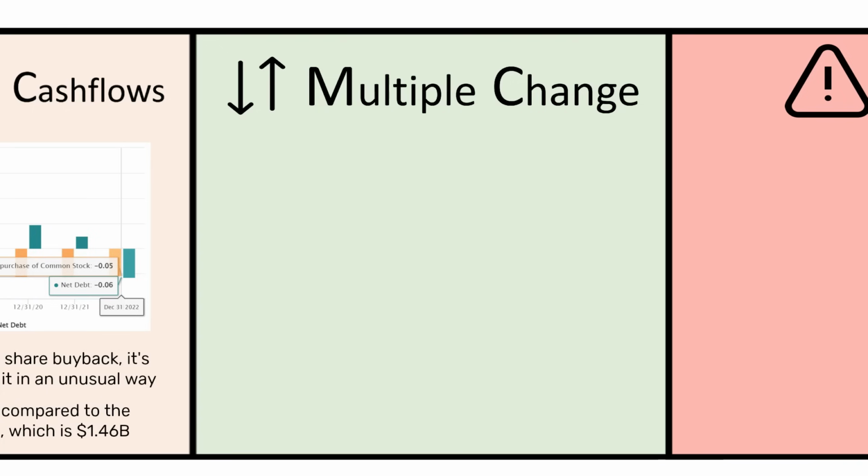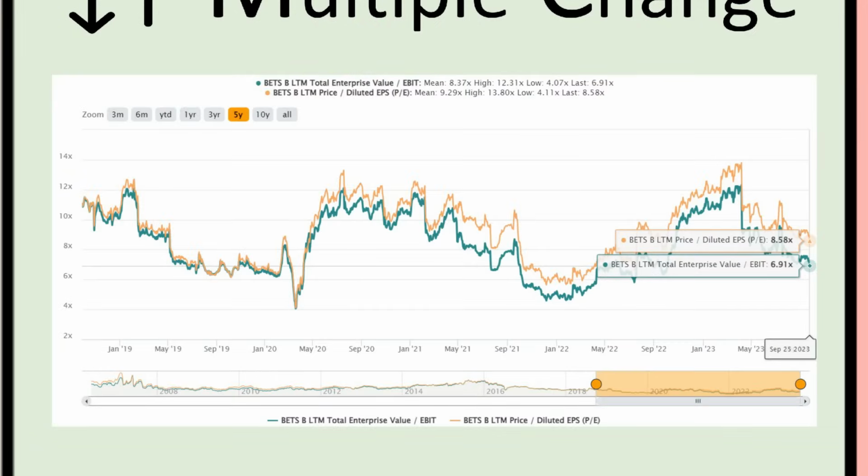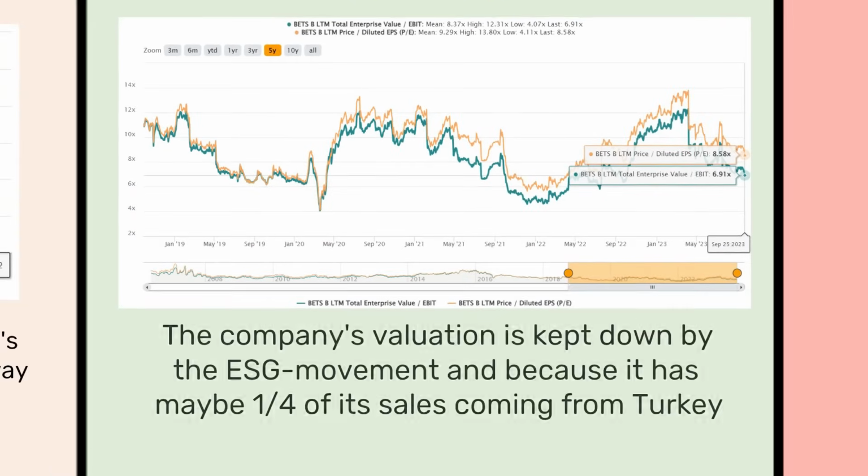We don't have to expect the multiple to contract for this company, as it trades at EV/EBIT 7 and PE 8.5. That's lower than the historical valuation, and even the historical valuation of EV/EBIT 8.5 and PE 9.5 we think is too low, given the company's operational excellence and long track record. The company doesn't trade any higher, partly due to the ESG movement, and partly due to having maybe 1/4 of company sales coming from Turkey.